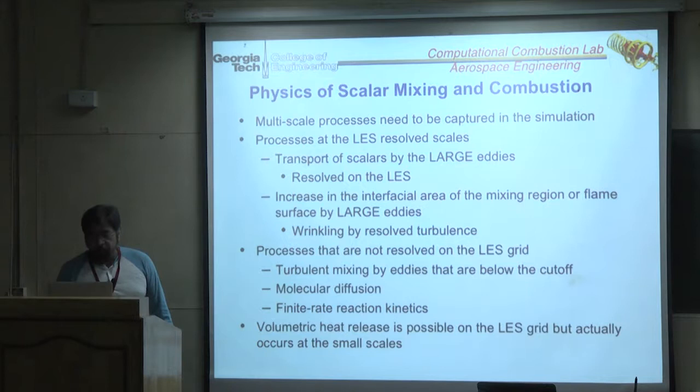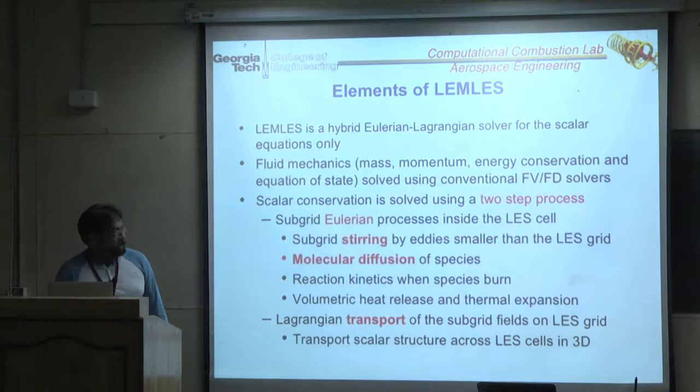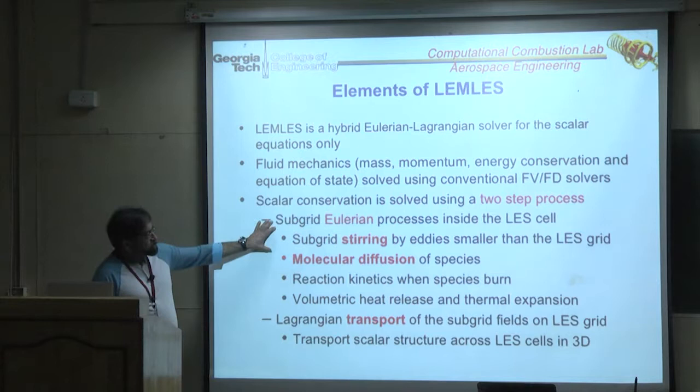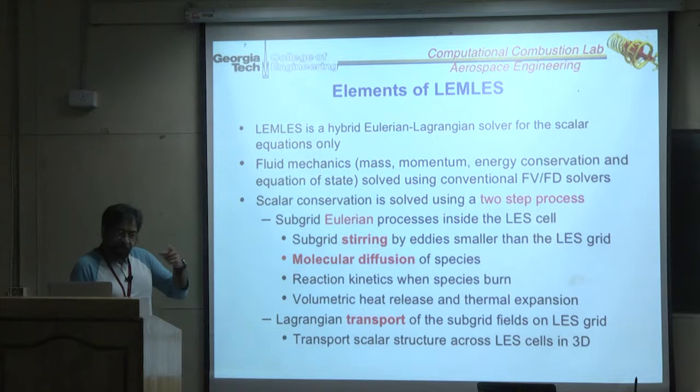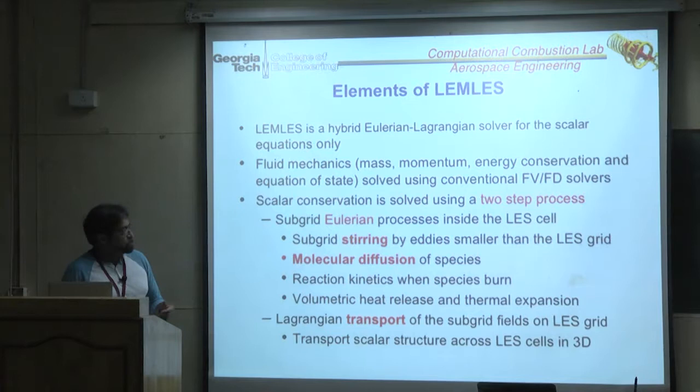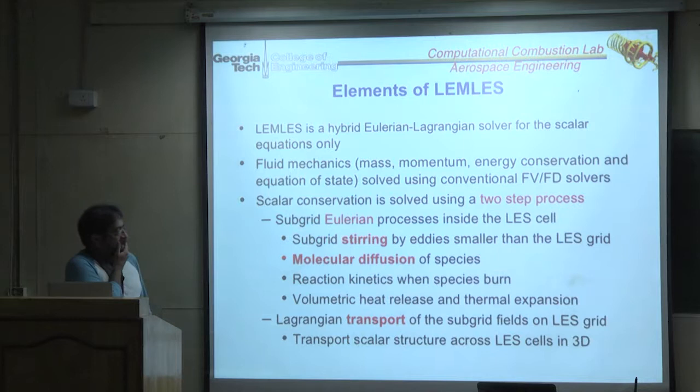So that's really what the Linear-Eddy model that I was talking about is trying to do. Essentially, it attempts to separate the problem into a two-step process. So that's the main thing. And it's an Eulerian Lagrangian. So in the subgrid, it has to deal with molecular mixing, subgrid eddy turbulence, reaction kinetics, and volumetric expansion. And then once it expands, the large scale transport, the convective transport, which I'll show you the equation in a minute, is then handled as a separate Lagrangian transport.